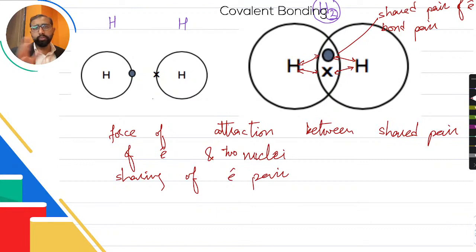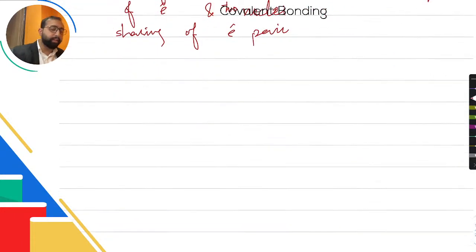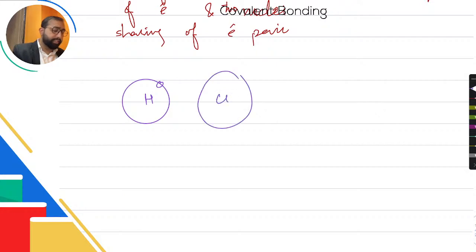All right, so it usually happens in just non-metals. What if we don't have two atoms that are the same? For example, in this case, you have hydrogen bonding with hydrogen. What if I do not have that? What if I had a hydrogen atom and a chlorine atom? So I would have a hydrogen atom with one electron in the last shell, and a chlorine atom which has 6 electrons in the last shell.